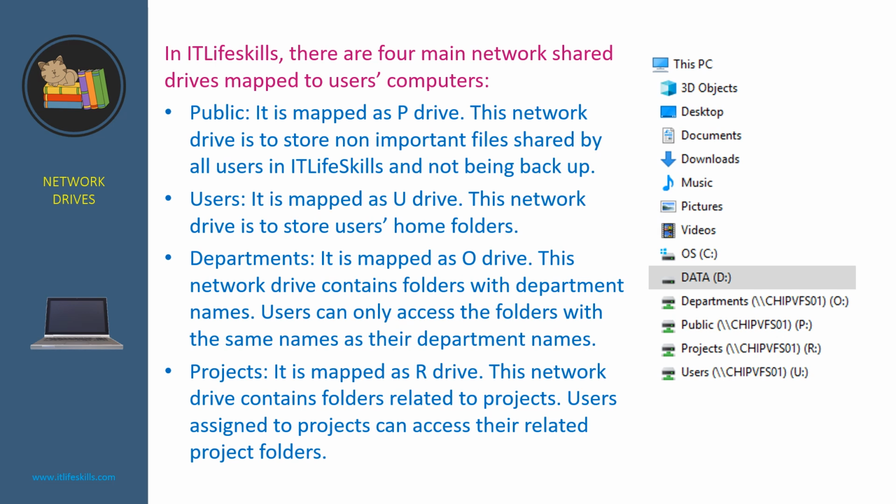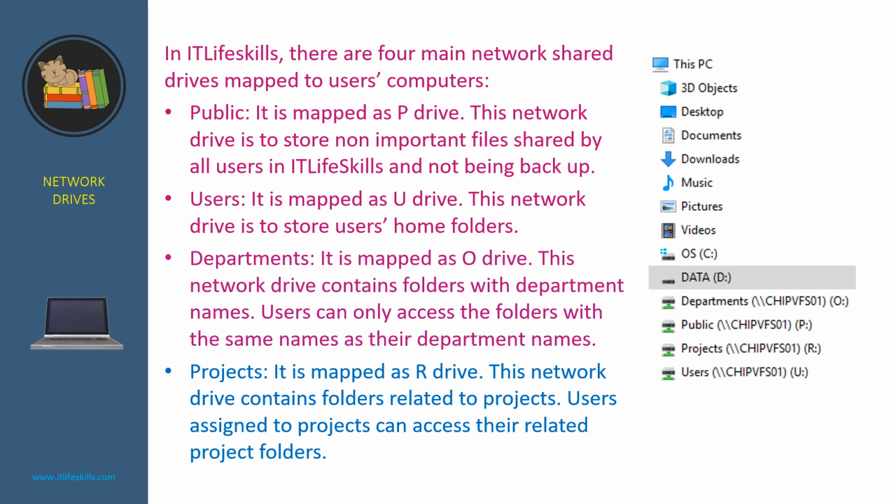In ITLifeSkills, there are four main network shared drives mapped to users' computers. The first drive is a public drive. It is mapped as the B drive. This network drive is to store non-important files shared by all users in ITLifeSkills and not being backed up. The next drive is the user's drive. It is mapped as the U drive. This network drive is to store users' home folders.